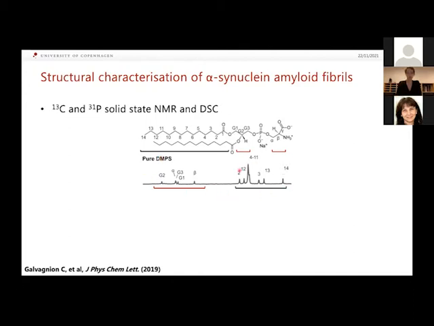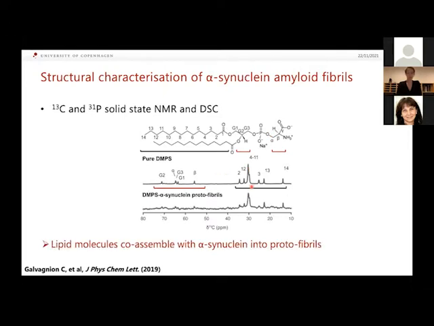And you can see on this NMR spectrum that you have two sets of peaks. Those peaks correspond to carbon in the chain, and those peaks correspond to carbon in the head. Then if you do the same measurement, but instead of using pure DMPS, you put alpha-synuclein fibrils formed in the presence of DMPS vesicles, then you can also see that the signal of the lipid is observed in the fibril sample, showing us that actually the lipid molecule co-assembled with alpha-synuclein into protofibrils. So this result shows us that the lipids not only play a role in the initiation of alpha-synuclein aggregation, but they are also a reactant in the reaction of amyloid fibril formation.